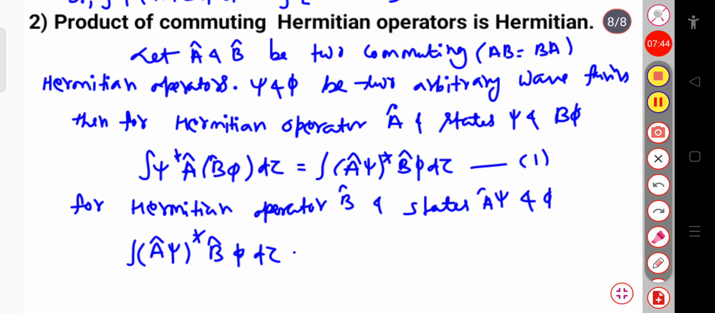that will be equal to integration over, you can see here, this total term, that is here A cap psi and here B cap phi, the total wave functions are being considered here. So here A cap psi whole star B cap phi d tau will be equal to B cap A cap psi whole star into phi d tau. Okay. So let me give, this is, suppose, equation number 2.